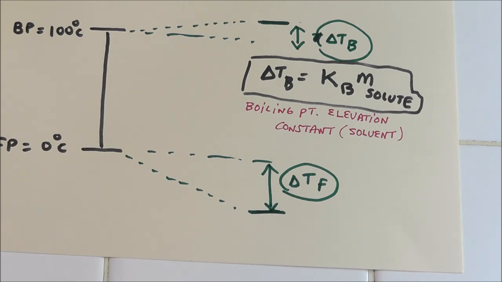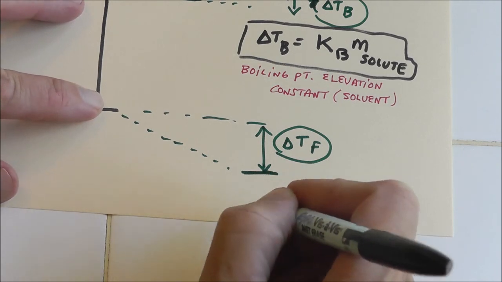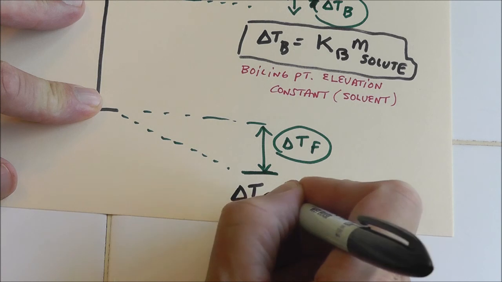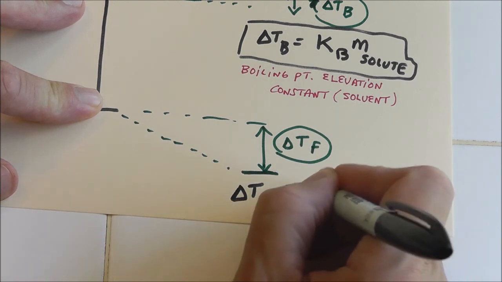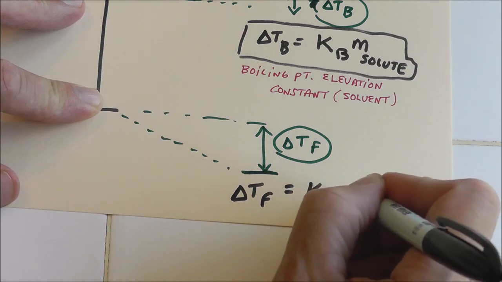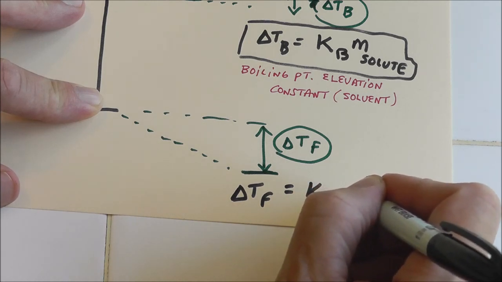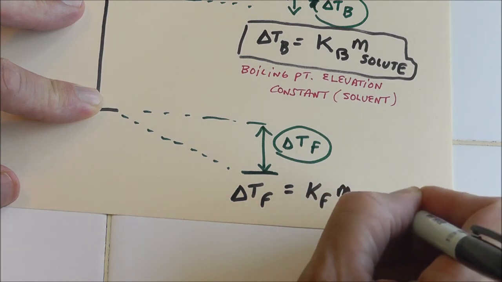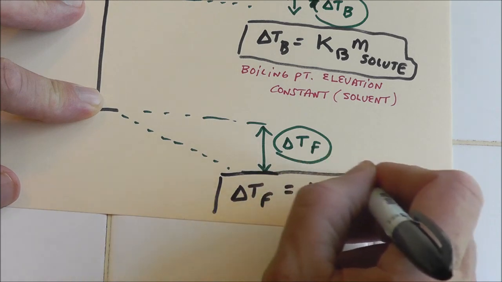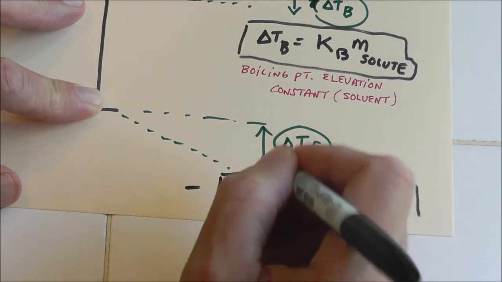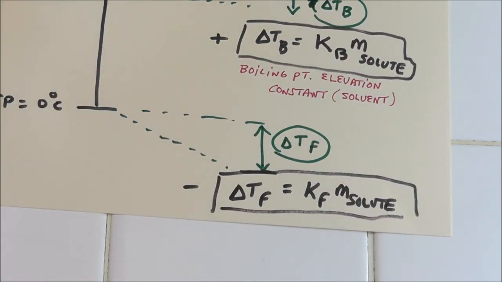But you know what's really cool? Well, it's not that cool. I understand this isn't that exciting. But the equation for freezing point depression looks very, very similar. The only thing that changes is the symbol of delta T and the symbol of K. So now this delta T is going to be negative. I should write that in there, negative. This one is positive, because boiling point goes up and freezing point goes down.